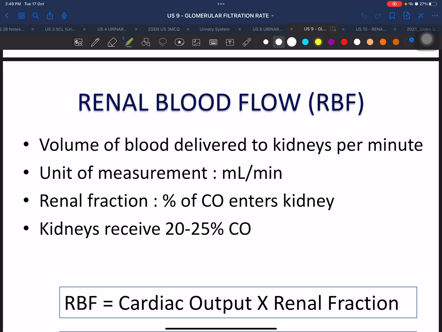Let's say in a normal adult, the cardiac output is about 5,600 ml, and we assume 20% as the renal fraction. So you will have the renal blood flow as 1,120 ml per minute. So that is what is known as the renal blood flow.